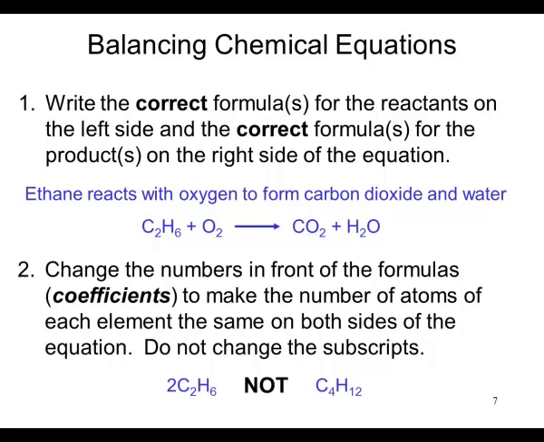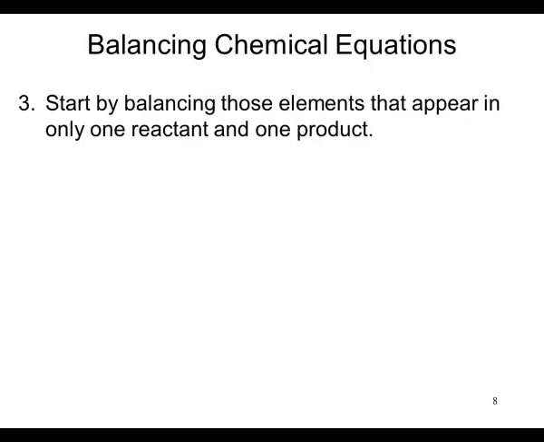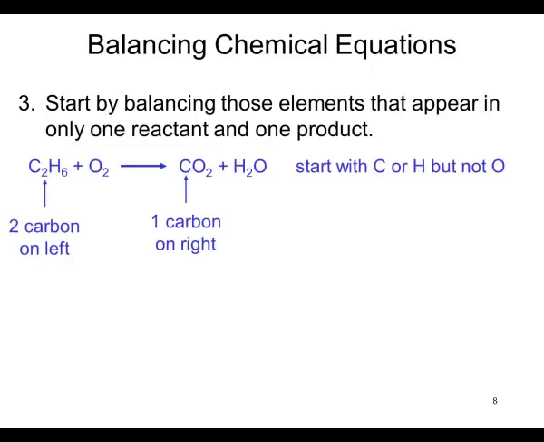Change the numbers in front of the formulas, the coefficients, to make the number of atoms of each element the same on both sides. Do not change the subscripts. Start by balancing those elements that appear in only one reactant or one product. So we see in C2H6 there are 2 carbons on the left. There's only one on the right. So we start with the carbon, not the hydrogen.